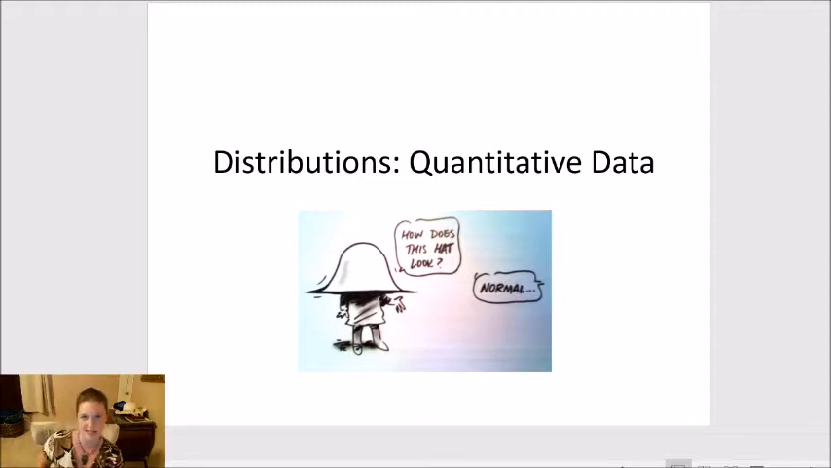And we call that idea, how is the variable distributed? Where are the people? Are all the people in the center? Are all the people in the top of the range? Are all the people in the bottom of the range? These are what are called patterns of distributions. And that is what we're going to be talking about today. Distributions when dealing with quantitative variables, quantitative data.